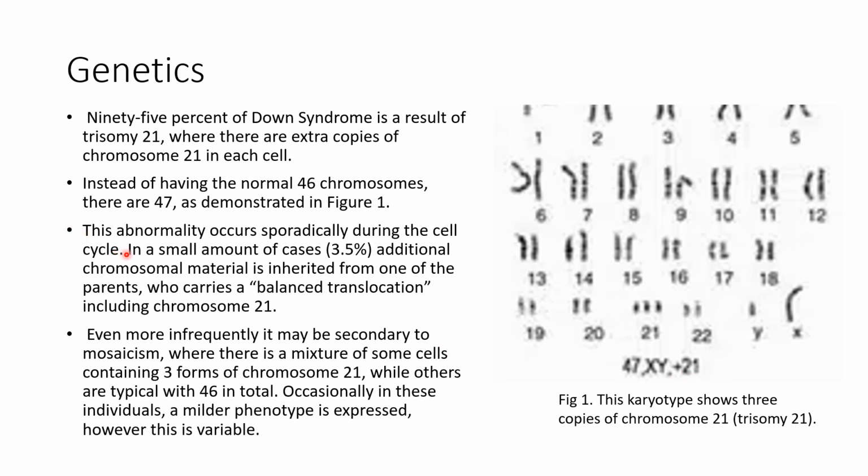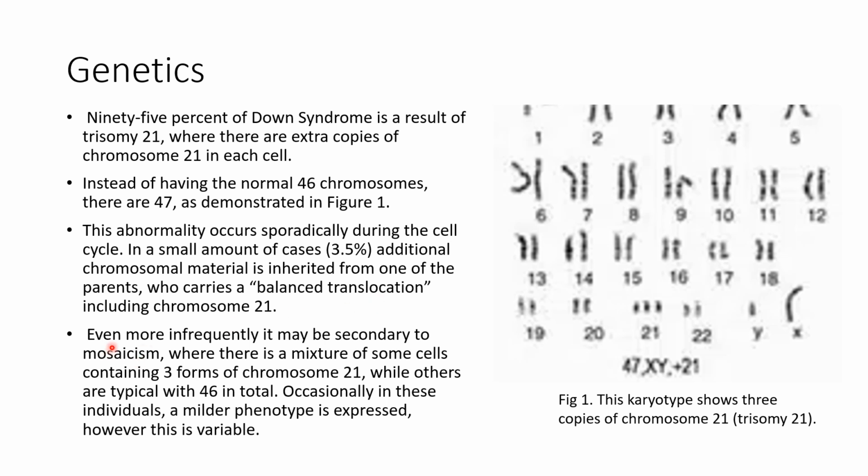This abnormality occurs sporadically during the cell cycle. In a small number of cases, about 3.5%, additional chromosome material is inherited from one of the parents who carries a balanced translocation, including chromosome 21. So one of the mechanisms by which this condition may come about is through a balanced translocation.